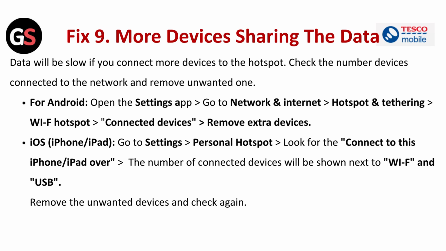Fix 10. More devices sharing the data. Data will be slow if you connect more devices to the hotspot. Check the number of devices connected to the network and remove unwanted ones. For Android, open Settings app, go to Network and Internet, Hotspot and Tethering, Wi-Fi hotspot connected devices, and remove extra devices. On iPhone or iPad, go to Settings, Personal Hotspot, and look for the connections to this iPhone or iPad. The number of connected devices will be shown next to Wi-Fi and USB. Remove the unwanted devices and check again.